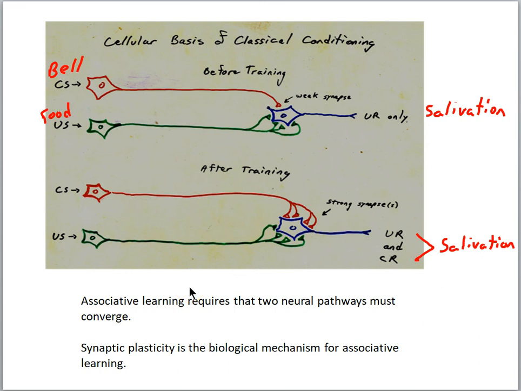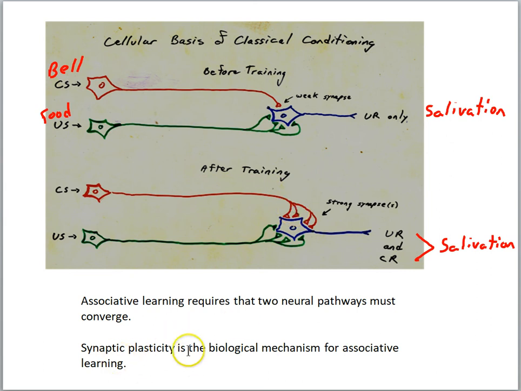So a couple things to notice about simple associative learning. It requires the convergence of neural pathways. If we're going to associate the bell and the food, we have to have some convergence onto a target cell so that we can strengthen those weak synapses. The weak synapses are the ones that are representing the neutral stimulus. Initially, the bell had no sort of significance. It was not associated with food, but after training, the bell is associated with food.